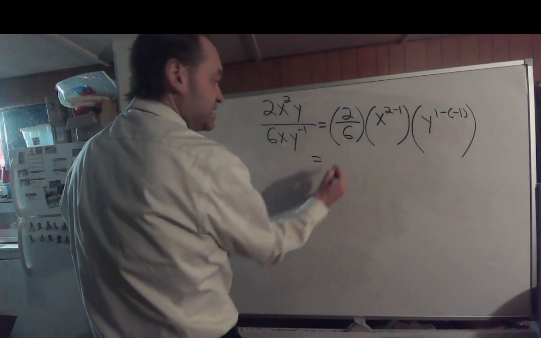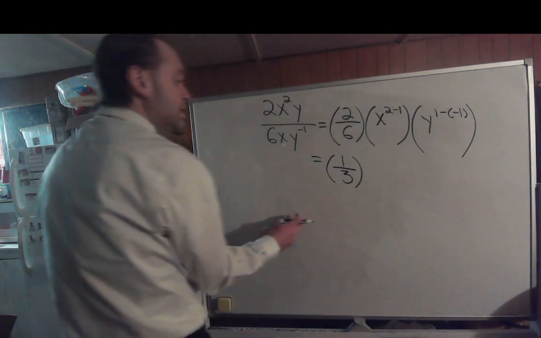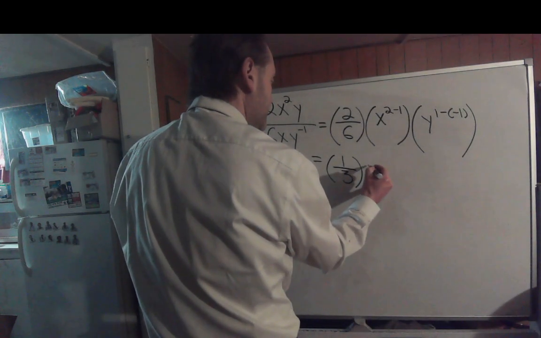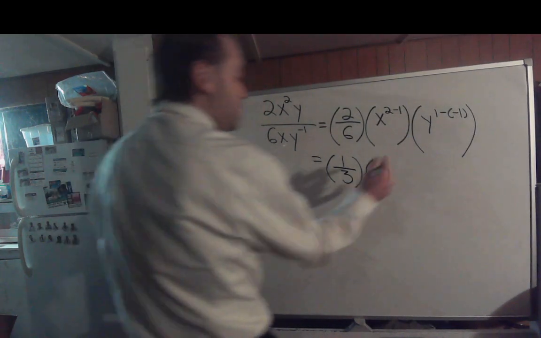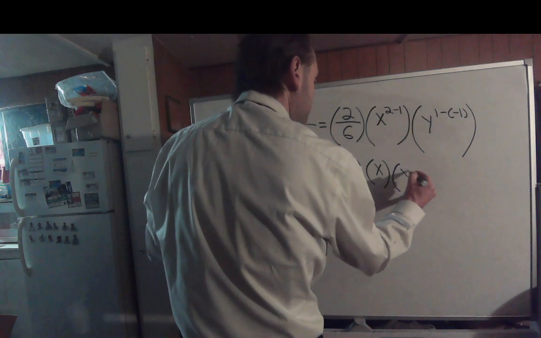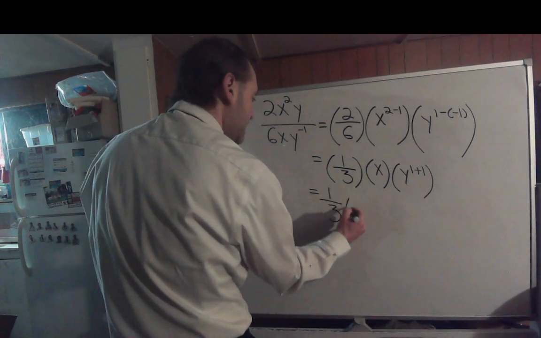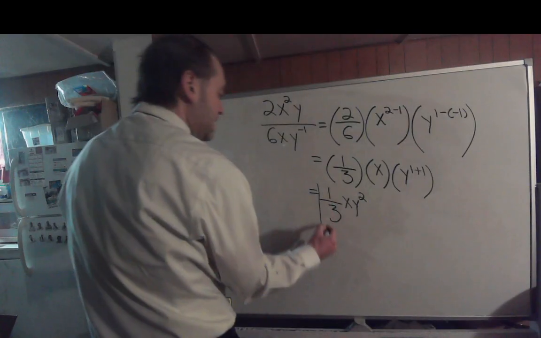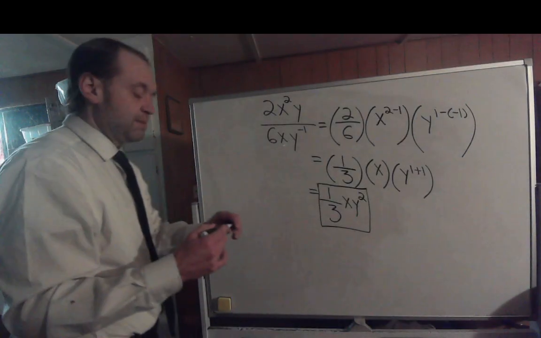Alright, so what's 2/6? Well, that's going to be 1/3. And then you're going to have x to the 2 minus 1. Well, that's just simply x. And then y to the 1 minus negative 1, that'd be y to the 1 plus 1. So this would end up giving you 1/3 x y to the second. And you can put this as xy to the second divided by 3. It would be the same thing.